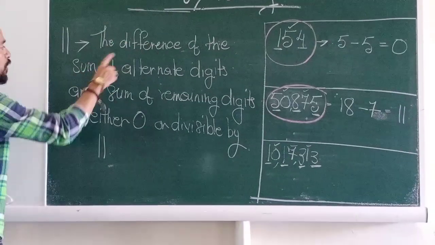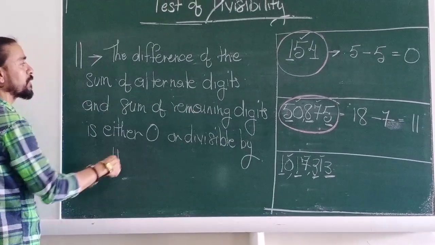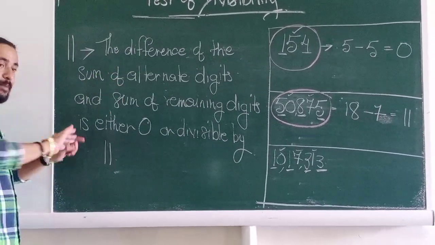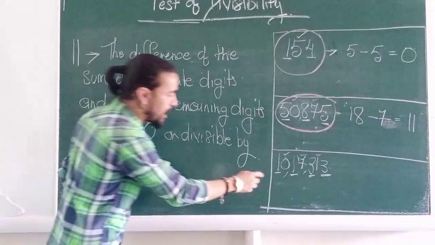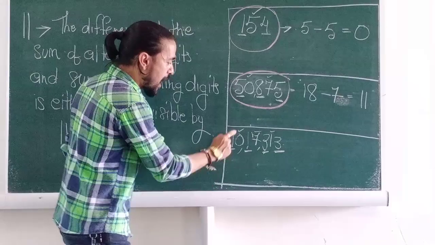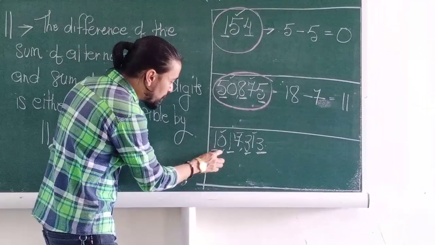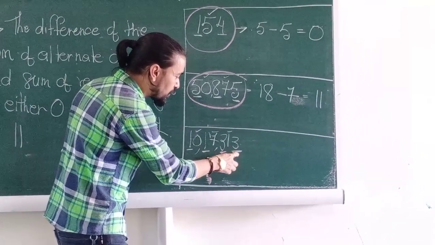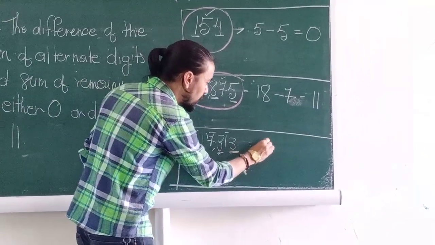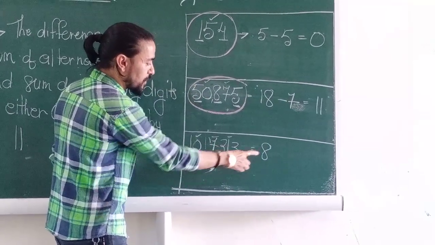It says the difference of the sum of alternate digits and the sum of the remaining digits is either 0 or divisible by 11. The difference, that means subtraction, of the alternate digits and the remaining digits. What I have underlined are the alternate digits, and what I have ticked are the remaining digits. So now let's add 1 plus 1, 2. 2 plus 3, 5. 5 plus 3, 8.